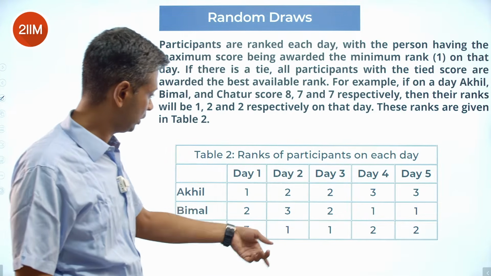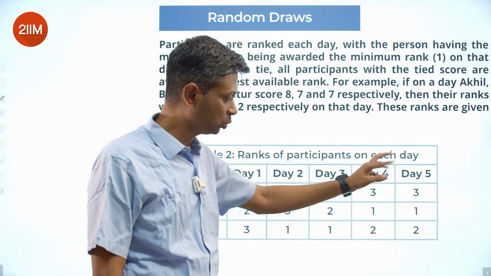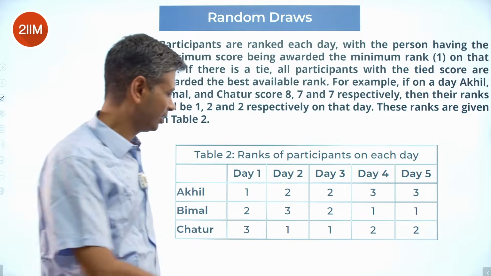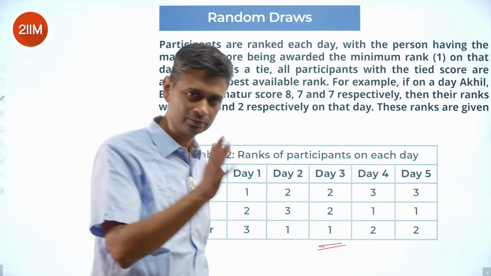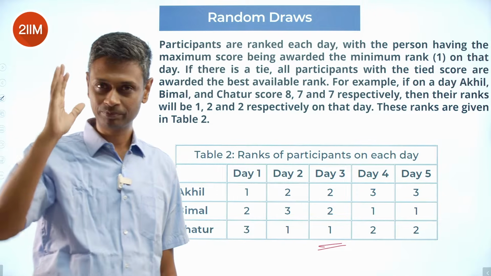1, 2, 3, 2, 3, 1, 2, 2, 1, 3, 1, 2, 3, 1, 2. Straight away I'm sensing, hey, this could be interesting. There's only one place where there is a tie.